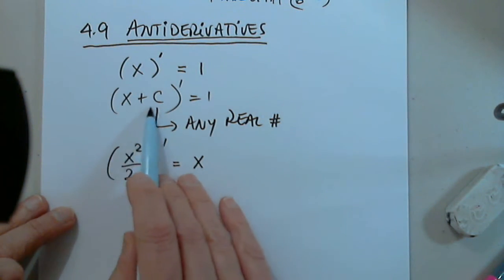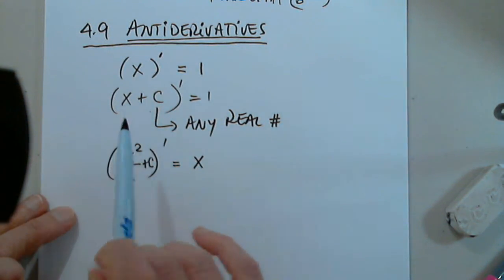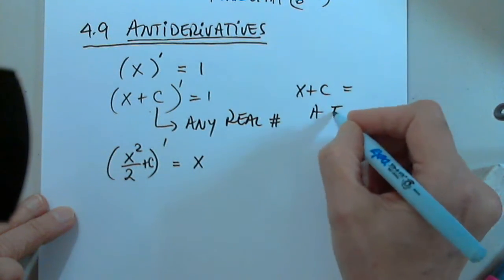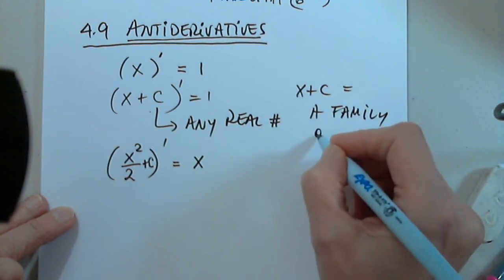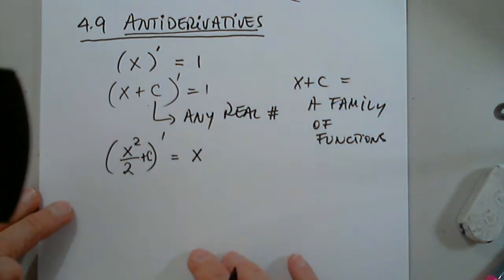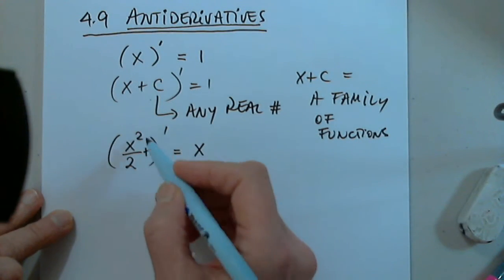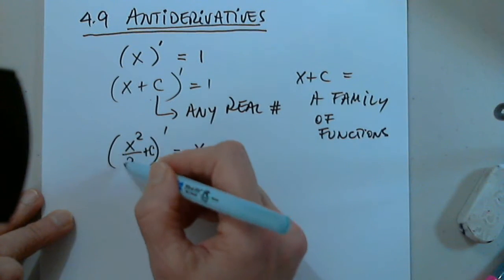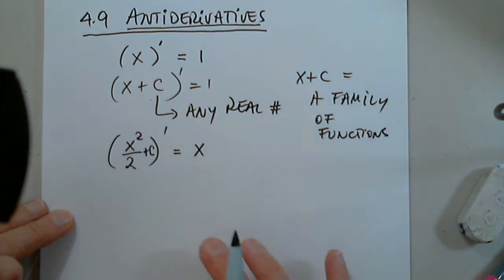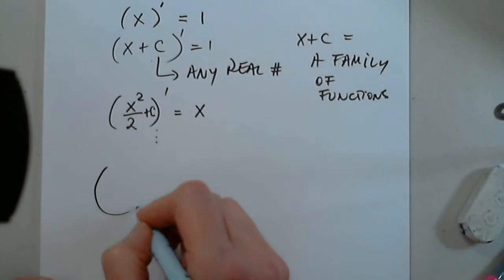So the point I'm making here is that this is a family of functions. This is not just a unique answer, right? So x plus c is a family of functions. So same thing here. How do I differentiate x squared? Bring down 2, simplify with the 2, and I get x. Differentiate c, get 0. So we can continue forever, but I think you're getting the pattern.